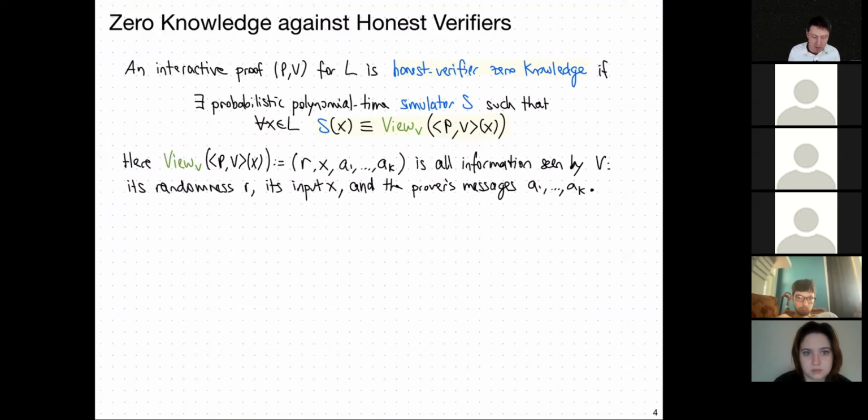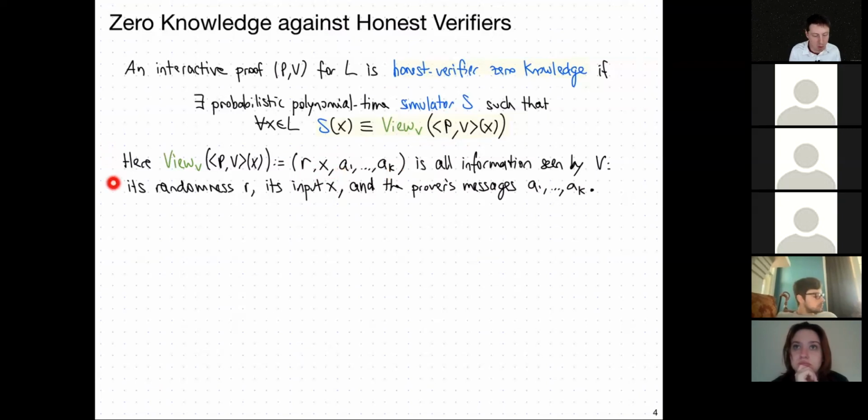Let me dig deeper. So what is the view? The view of the verifier in an interaction is everything that it sees. So there's its randomness. Clearly the verifier uses its own randomness, so it sees its own randomness. The theorem, the instance, and all the messages that it receives from the prover. That is everything that happens in an interaction. The verifier talks to the prover and goes away. What has it learned at the end of the day? Well, whatever random coins it had in its pocket, whatever theorem they were talking about, and whatever was received.